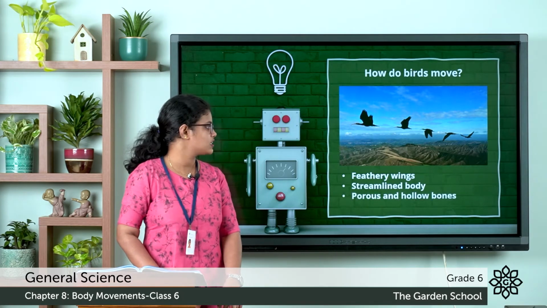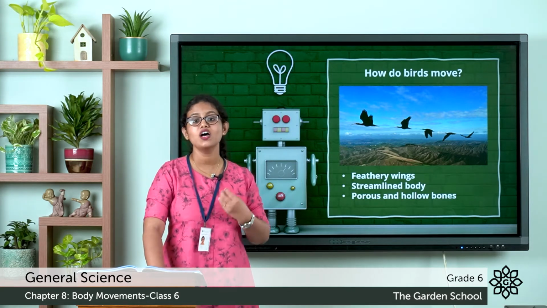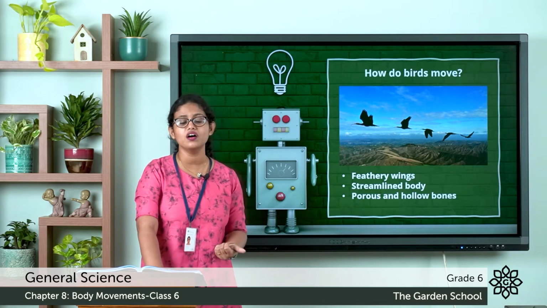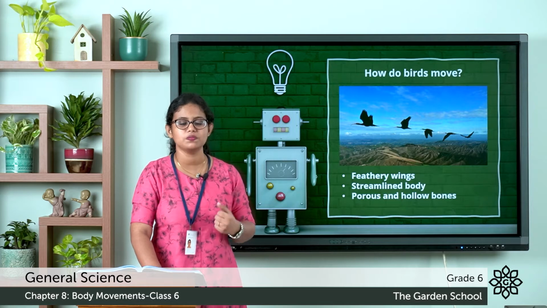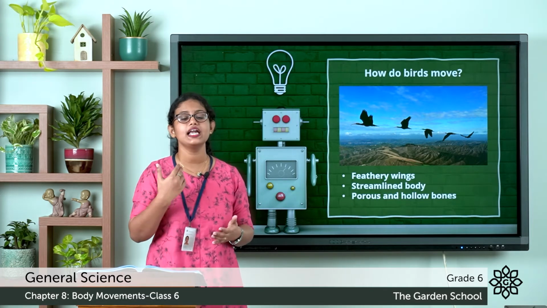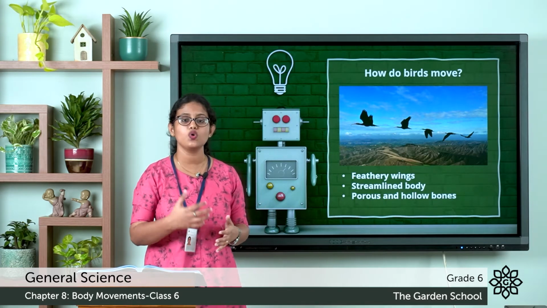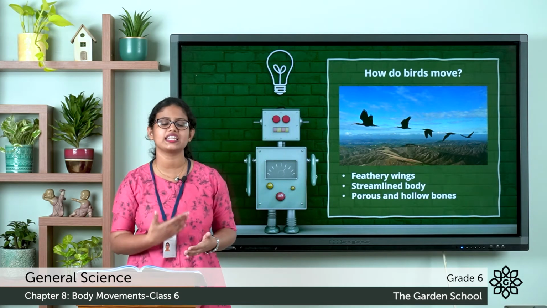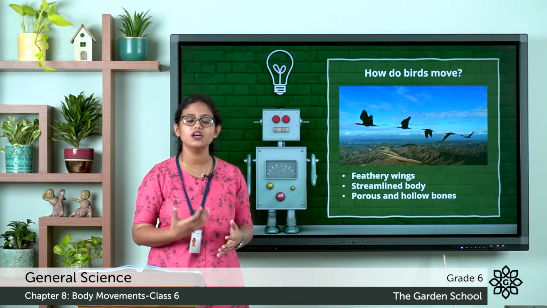The next is porous and hollow bones. Birds have a special type of bone. The bones of a bird are different from those of humans. Why? Because these birds' bones have air pockets that keep their body lighter so that they can float easily in the air. So, this is how birds move.